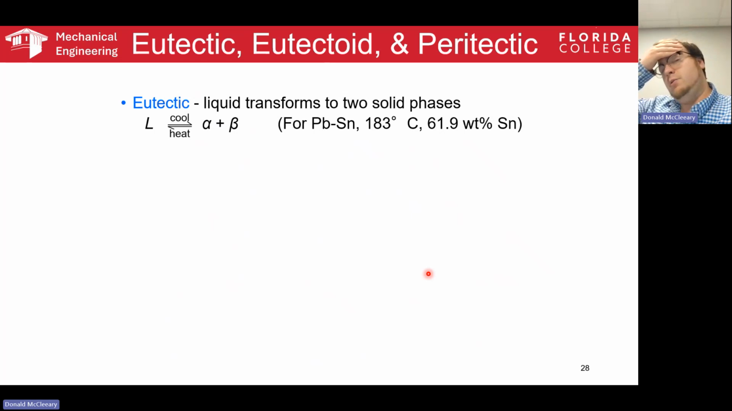Okay, so we're going to talk about the difference between the phrases that we use here: eutectic, eutectoid, and peritectic. At your eutectic point, as we've been talking about, liquid transforms to two solid phases, right? So we're going from liquid to alpha plus beta, for example.